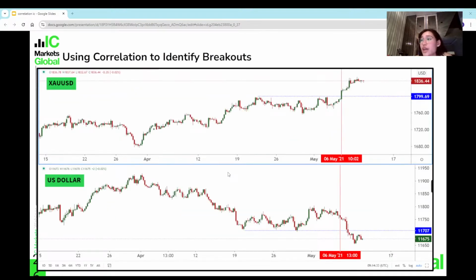Okay, so now let's look at how we can use correlation to identify breakouts. Okay, so firstly, we have looking at gold. With prices moving in an uptrend, US dollar moving in a downtrend since they tend to be negatively correlated as well. So prices are moving above this resistance level on our gold. So we are expecting that same breakout to happen on our US dollar as well, but breaking out of this support level. You can see subsequently that's what happened as well.